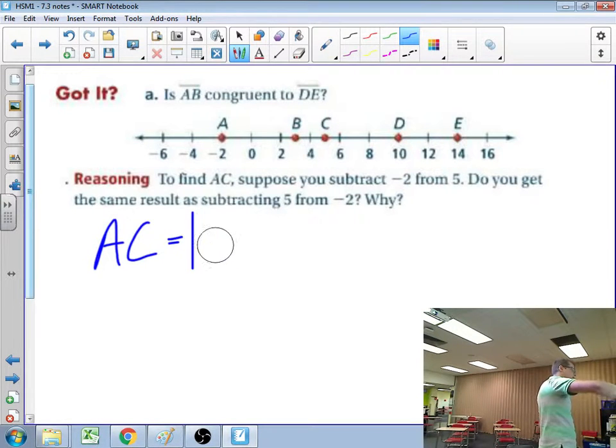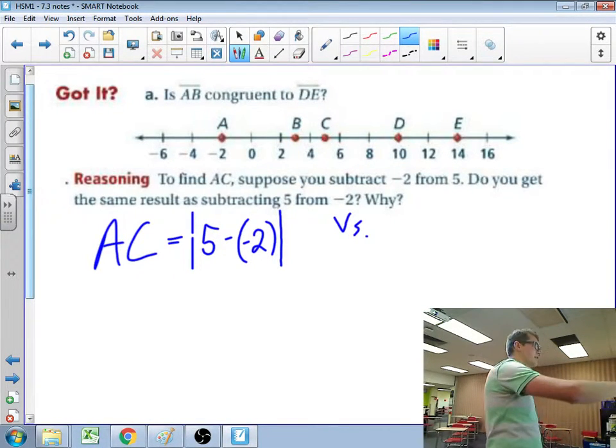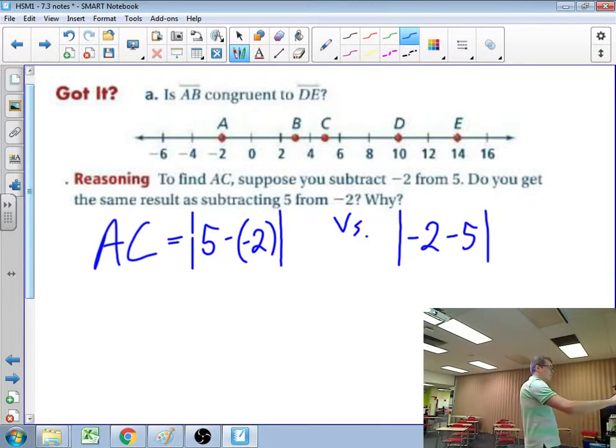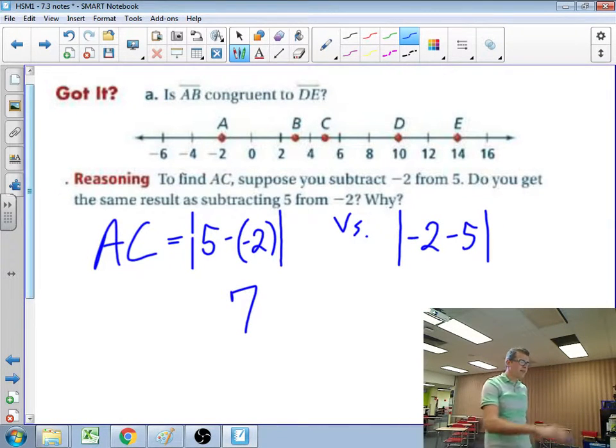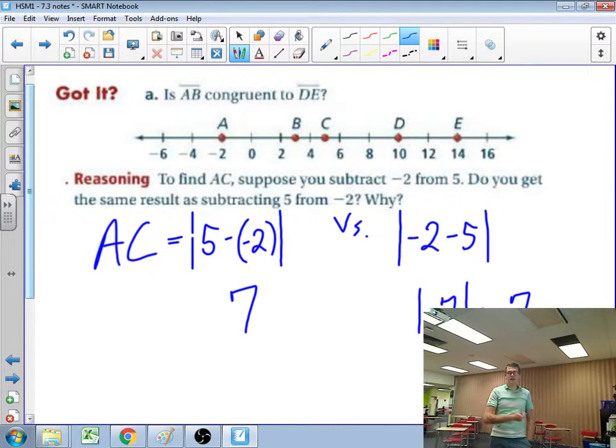So you subtract -2 from 5. Sorry, the first thing I need to do is 5, subtract the -2 from it, versus if I do the 5 from the -2. So minus a negative we know becomes plus a positive, so this actually becomes 5 plus 2, which becomes 7. -2 minus 5 becomes -7, but remember that the absolute value makes it positive, and we get 7 for both of these results. So yes, it is exactly the same.